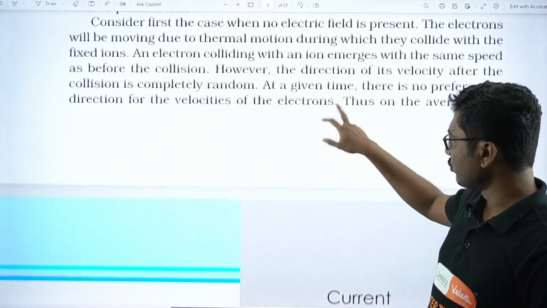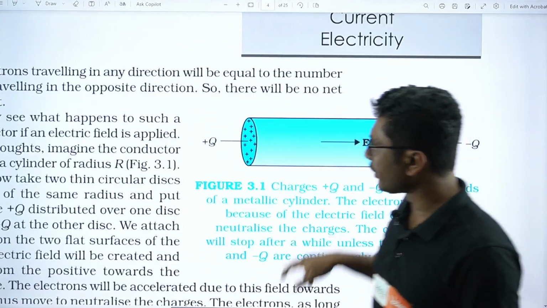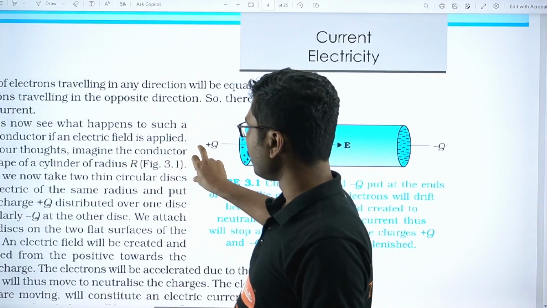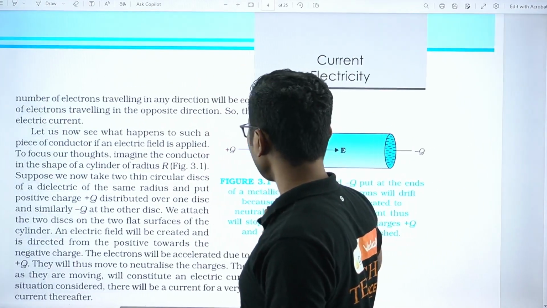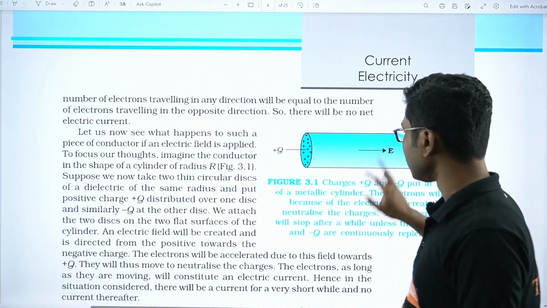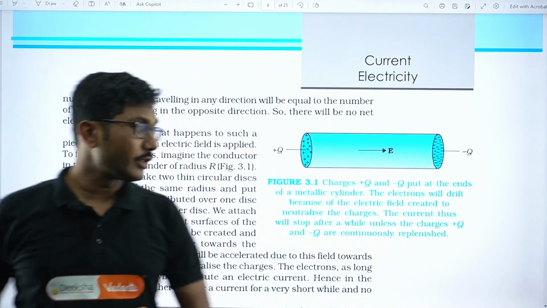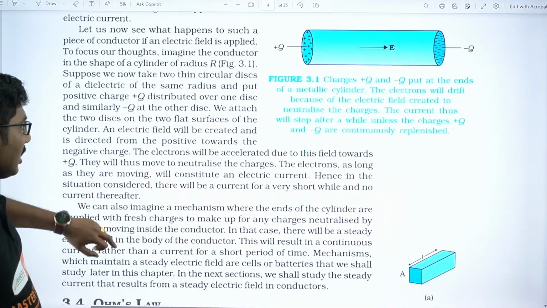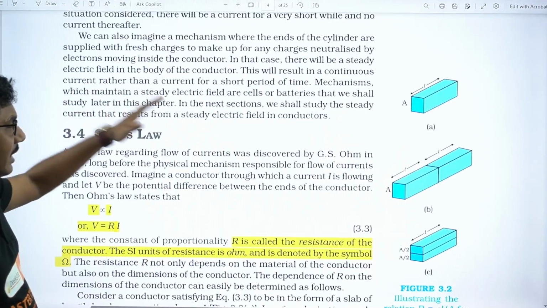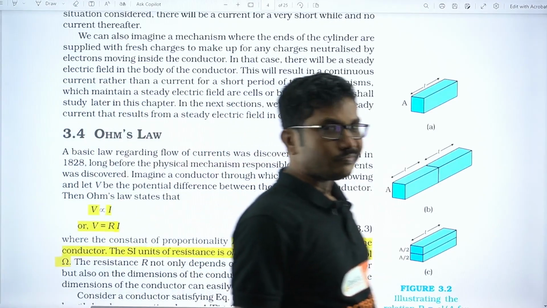Other than that, you can mostly skip all of them. If you want, you can read them once, but they are not super important. Even these parts are not super important. I have seen students wasting too much time. Don't waste too much time on all this. You can come back and start from Ohm's law.